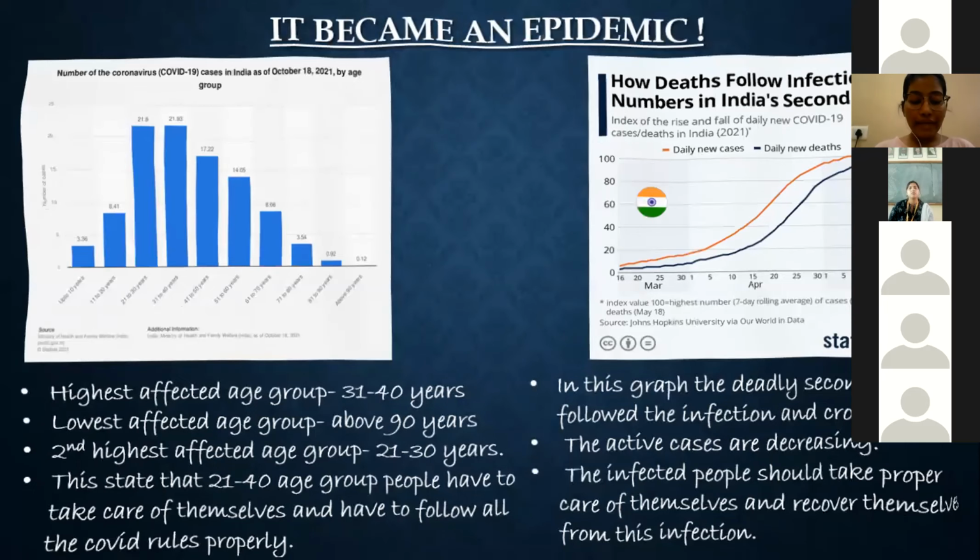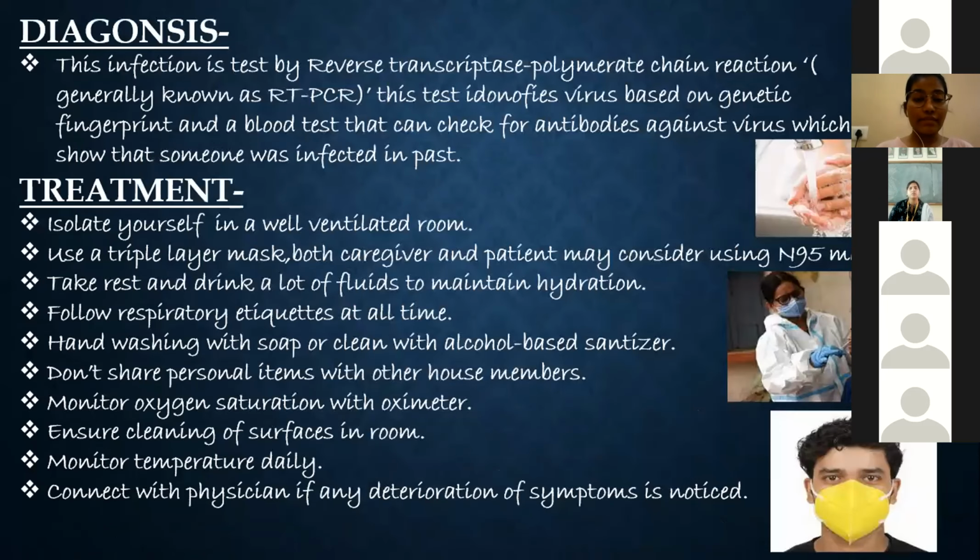Next, how can we tell whether someone is infected or not? This infection is tested by reverse transcriptase polymerase chain reaction, generally known as RT-PCR. This test identifies the virus based on its genetic fingerprint, and a blood test can check for antibodies against the virus, which can show that someone was infected in the past.